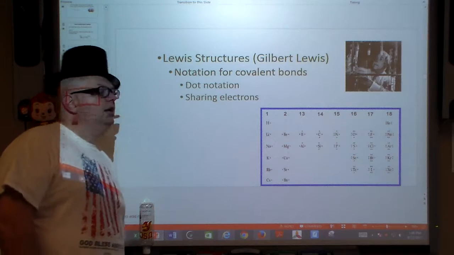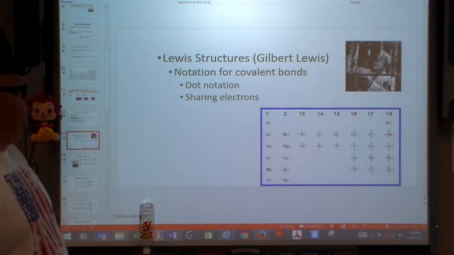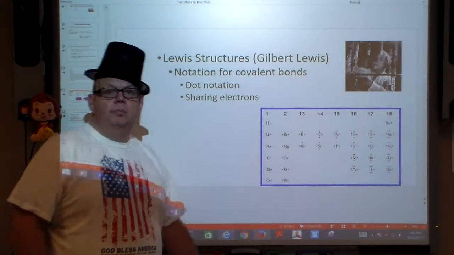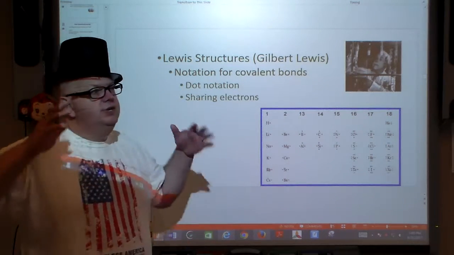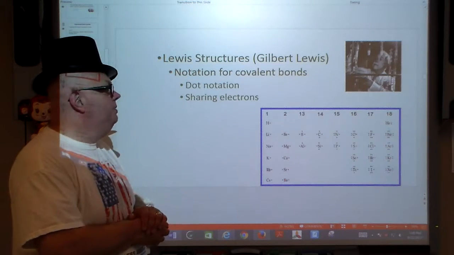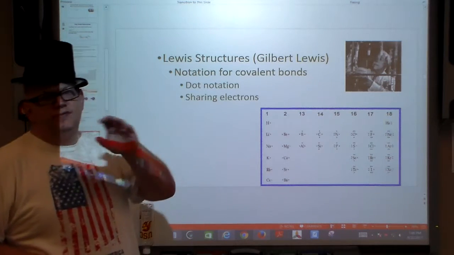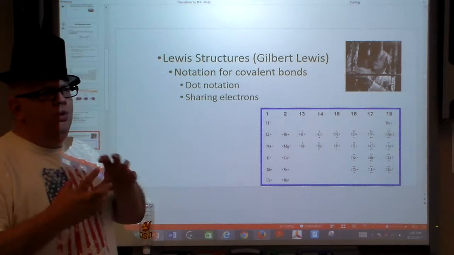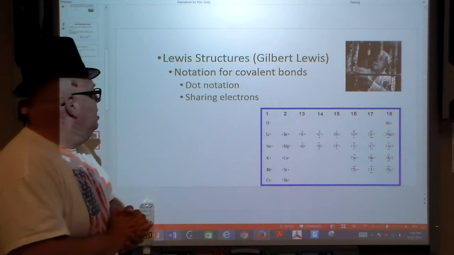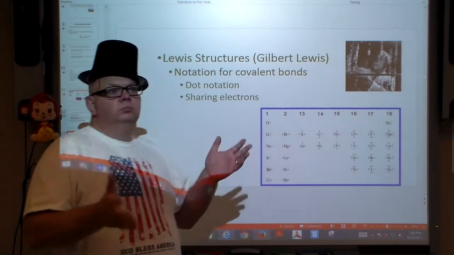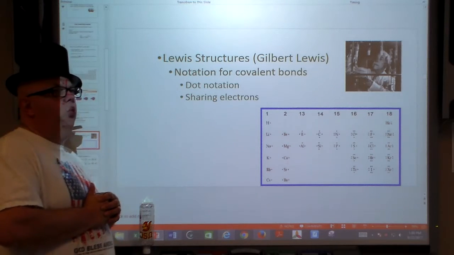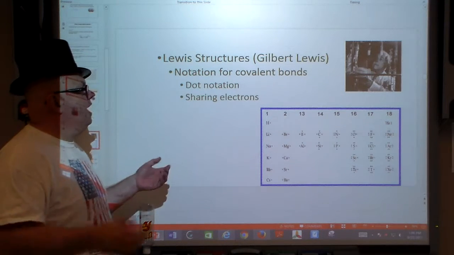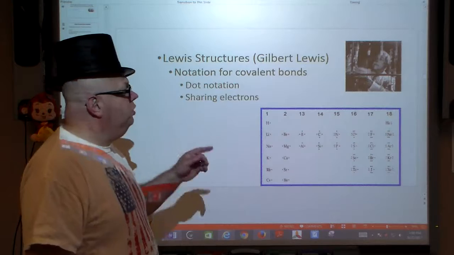So this is where we start talking a little bit about the Lewis dot structures. Gilbert Lewis is the guy who came up with it, and that's a picture of him there. It was a way for any science student to make a notation of how the atoms arrange themselves and what kind of bonds they can make. Do they share just one pair of electrons, or two pairs, three pairs? What's going on with that? And this is the notation for covalent bonds.